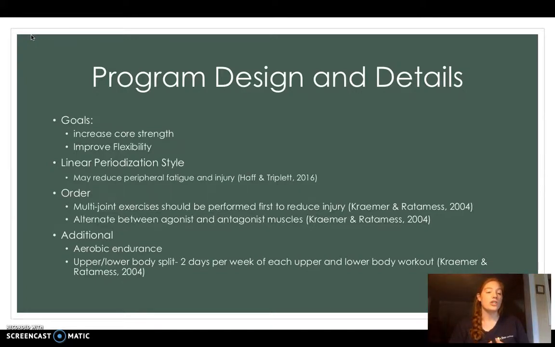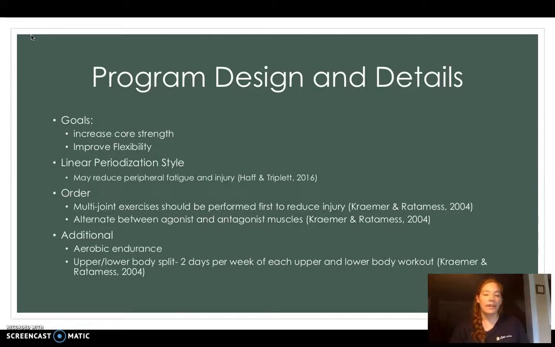I alternated between agonist and antagonist muscles, so I'm going to use one side first, then the other side. I also made sure that smaller exercises were last, like calf raises. Those are very isolated exercises. So we're starting with the multi-joint exercises and moving down to the very specific ones, like calf raises. An isolated bicep curl is not a multi-joint exercise.